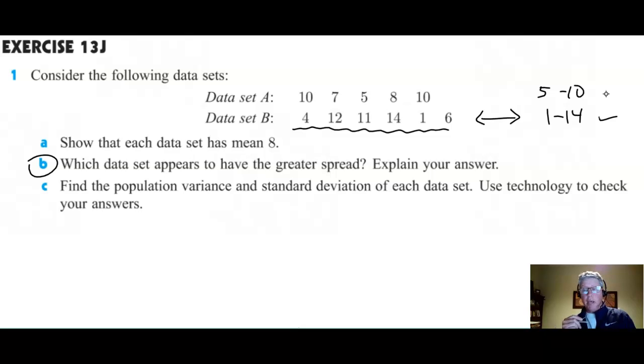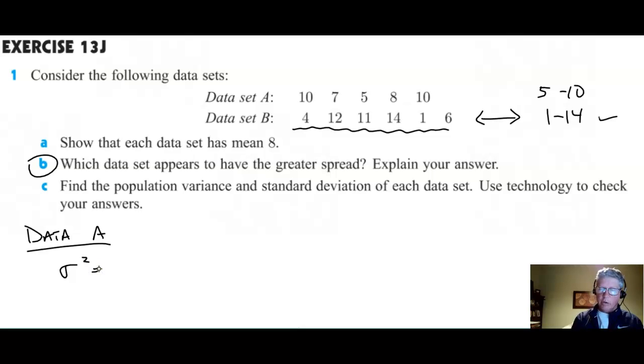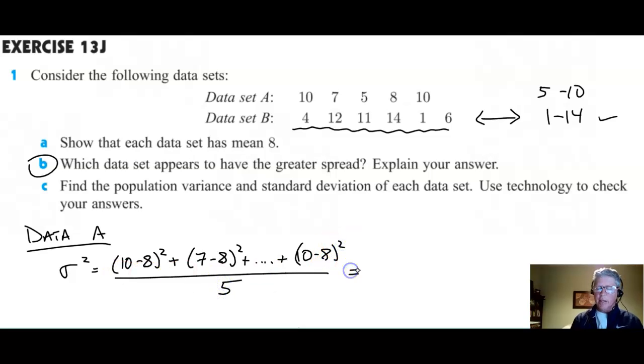Now you can do this by hand in these small sets. If I did data A and want to find the variance, I would find the sum of all these. I know the mean is 8, so it'd be (10 minus 8) squared plus (7 minus 8) squared plus dot dot dot plus (10 minus 8) squared again, all over 5. That gives me my variance, and then I take the square root and I'm good to go.